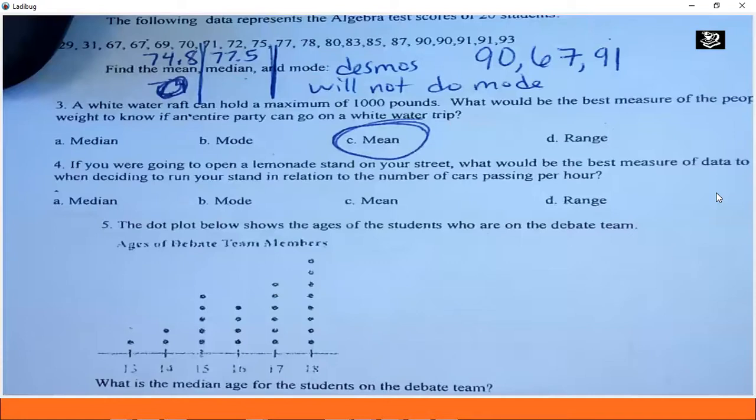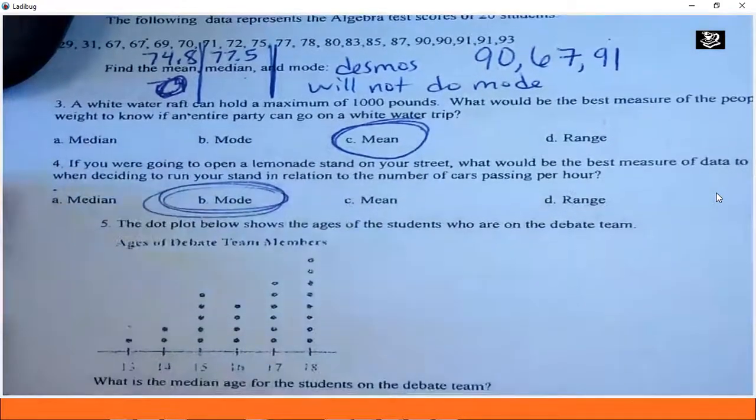Mode. Why? I would want to know when the most cars are coming by. So that would be the mode. The one that occurs most often. When the most cars come by, I want to open my lemonade stand.